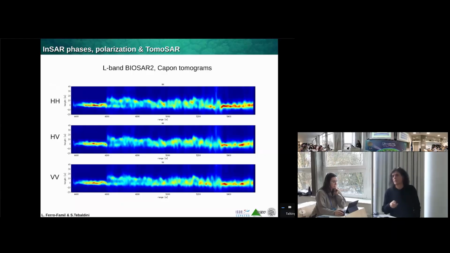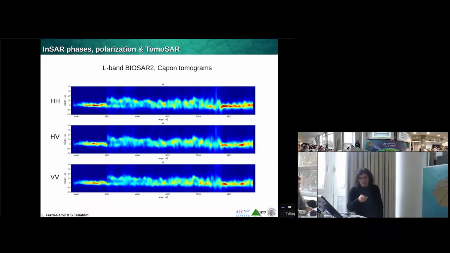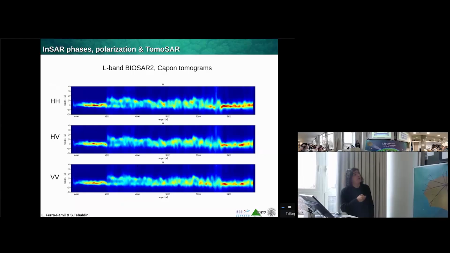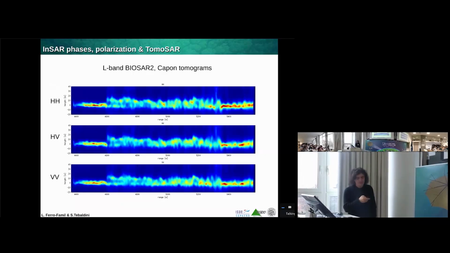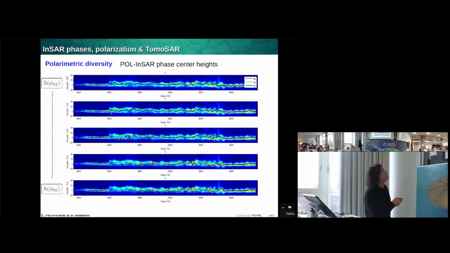Don't look at the polarization. Maybe we can concentrate only on the HH. This is the result of tomography, which shows you the distribution of energy in the vertical direction. Okay, and here I just played a game.